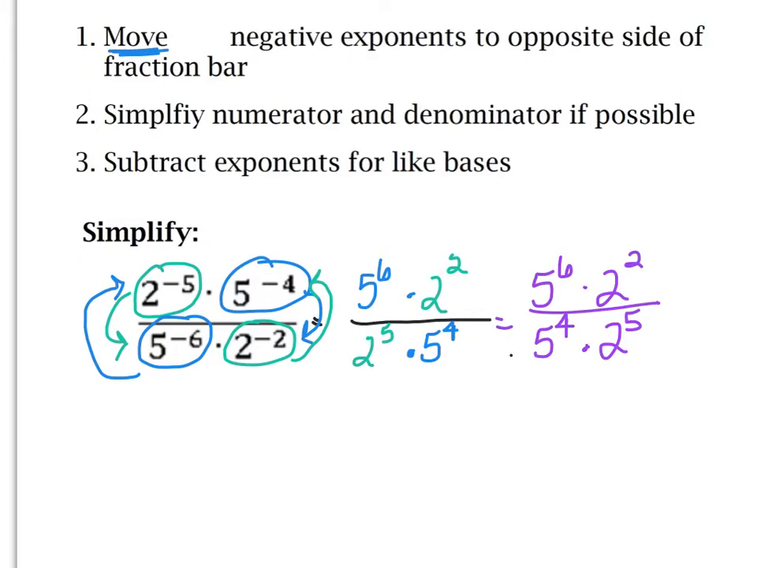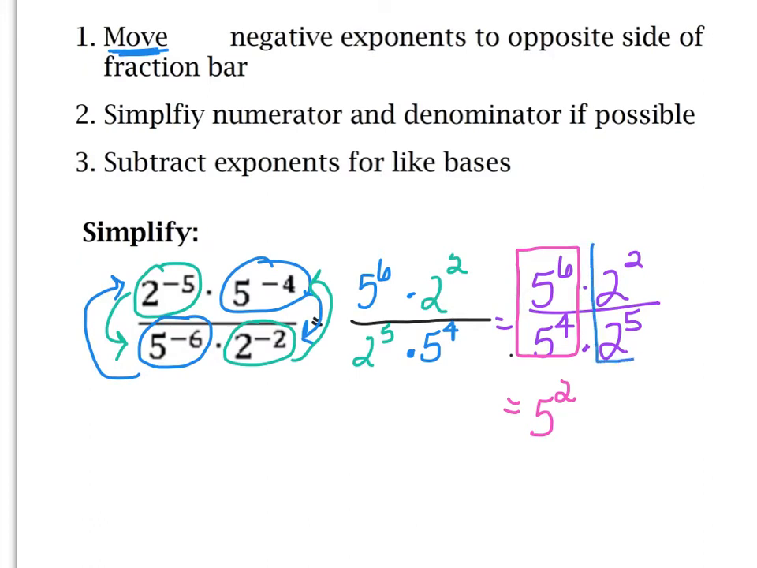So now that I have my like terms all set up, I can't combine anything in the numerator and the denominator. There are no like terms in the numerator. There are no like terms in the denominator in terms of my bases. I can, however, divide because I have like bases. So when I'm dividing like bases, I subtract my exponents. So this is going to give me 5 to the 6 minus 4 is 2, second power.